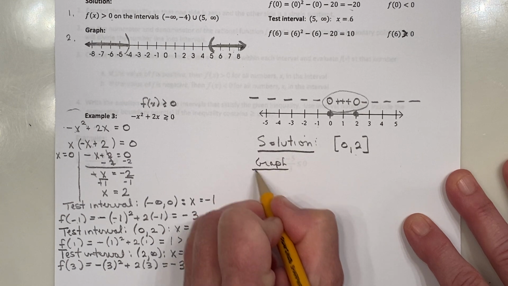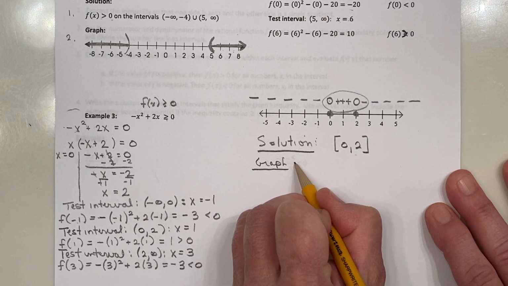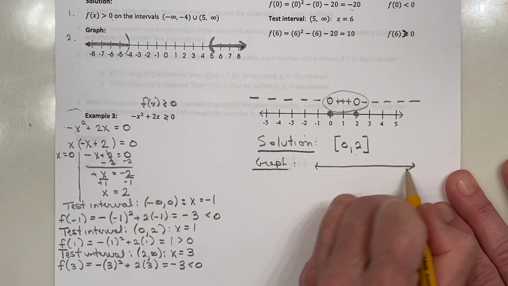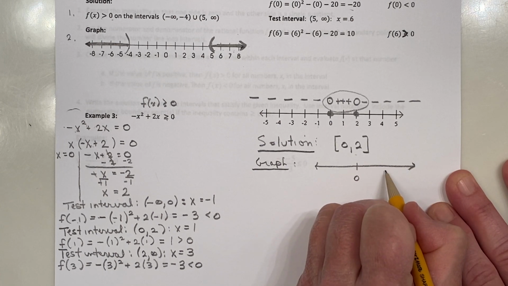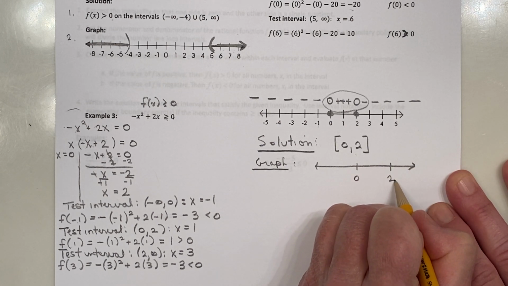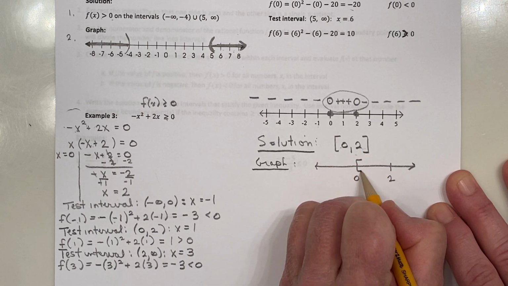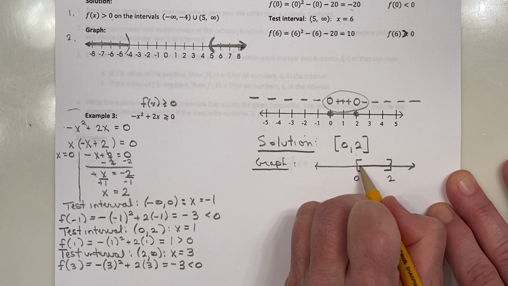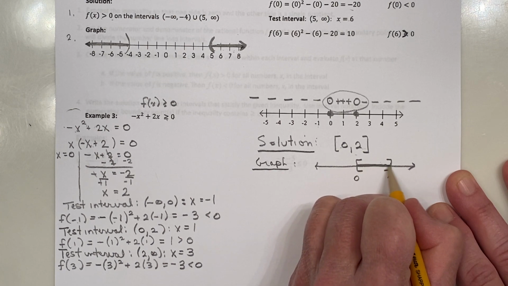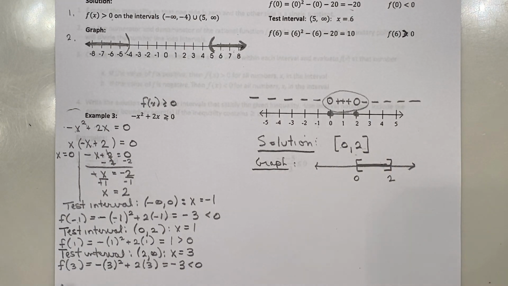All right, let's get a graph. So I'm going to build a number line. All I care about are the boundary points 0 and 2, and then I want everything in between 0 and 2. So I'll put 2 brackets that are facing each other and highlight this section of the number line.